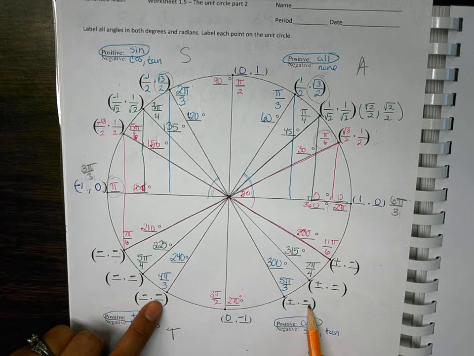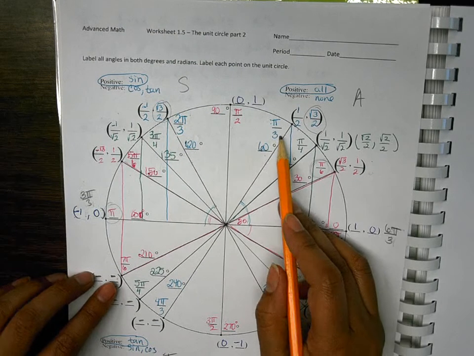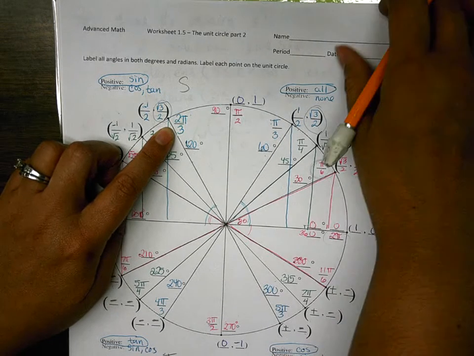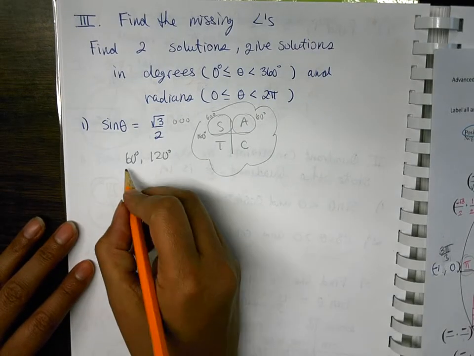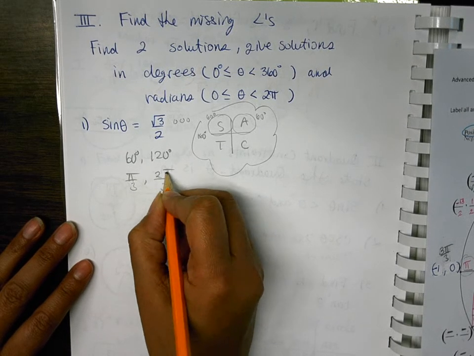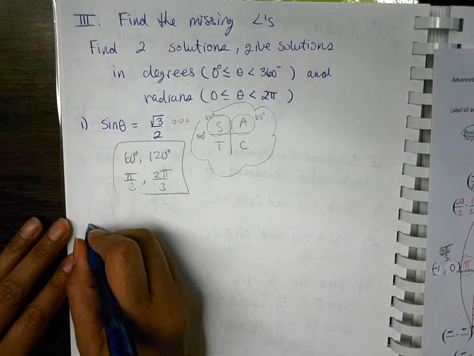All right. What are they as radians? Pi over 3 and 2 pi over 3. Does that make sense? Yes? All right. Let's try another one. Number 2. I'm going to let you guys try this one on your own.